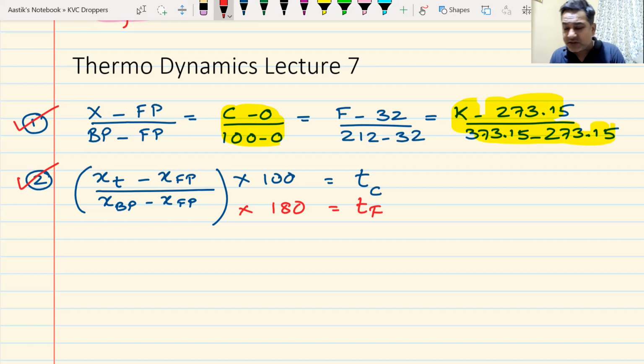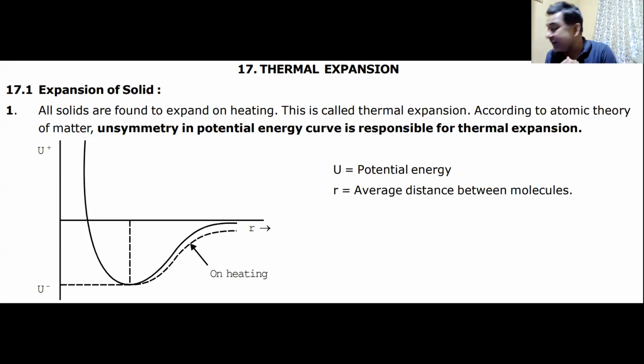If you increase the temperature of any body, the only exception is water from 0 to 4 degrees Celsius. When you increase the temperature, the volume does not increase, the volume decreases. Am I audible and visible to all of you? So apart from water from 0 to 4 degrees Celsius, everything expands when the temperature is increased. All solids, not just liquids, are found to expand on heating. This is known as thermal expansion.